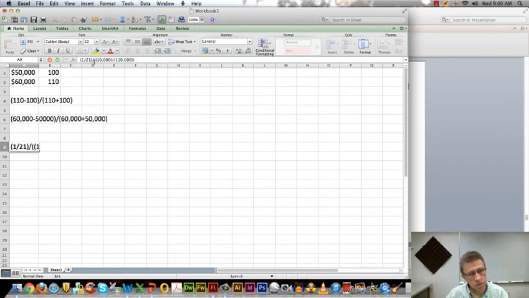10 over 210 is the same as 1 over 21. We can get rid of the 4 zeros here, so we have 1 over 11. So you have 1 divided by 21, all divided by 1 over 11, and your income elasticity is about 0.52. So your income elasticity in this problem is 0.52.